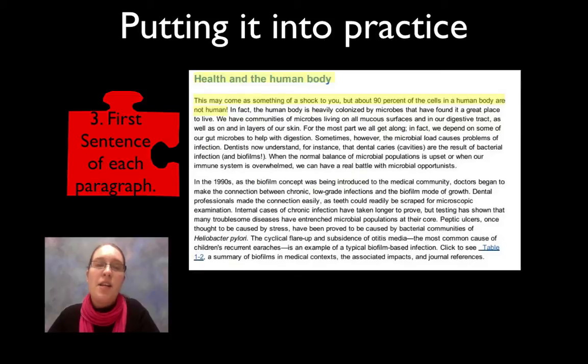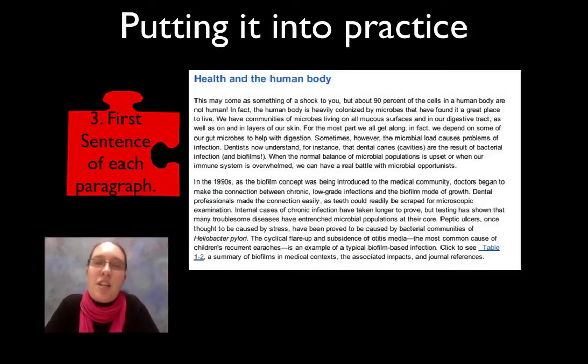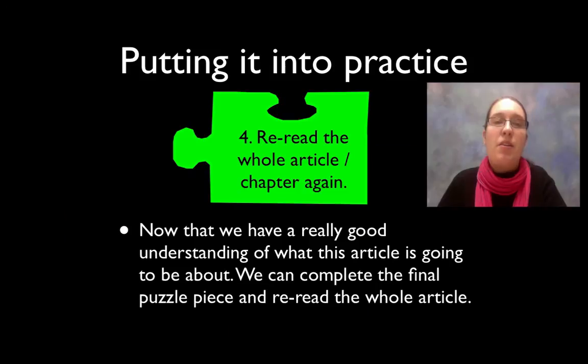So now we've gotten right to the end of the article. We've read all of the first sentences of each paragraph, we've read the introduction and conclusion, and we have a really great idea of what the article's about. We have the big picture. We know where it's coming from, where it's going to, and the steps in between. Now we can reread the whole article, and it's going to really speed up our comprehension.